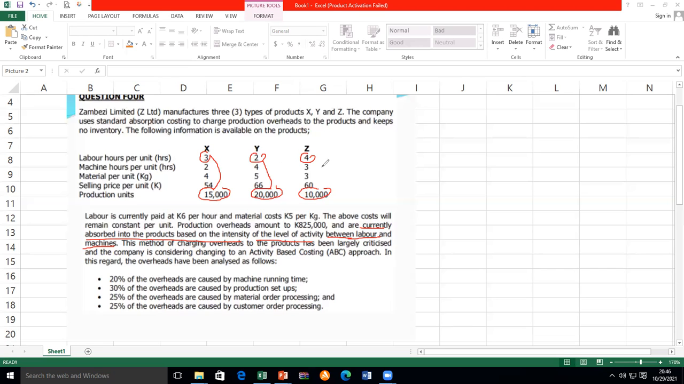3 by 15, how much is that? So that is labor first. 3 by 15, how much is that? 2 by 20, how much is that? 4 by 10, how much is that? So what is the total here? 125,000. 125.